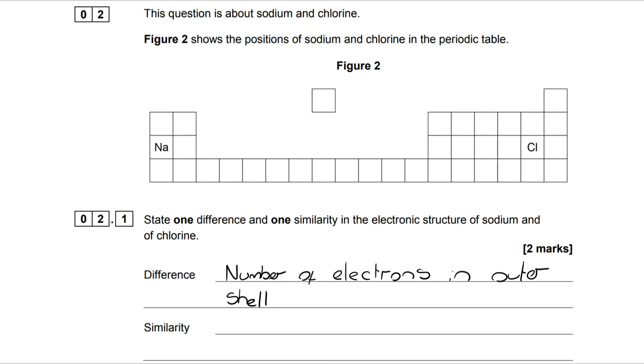and you would have to say 1 electron for sodium and 7 for chlorine. In terms of the similarities, I'm going to look at the position once again on the periodic table, and I can see that they've both got the same number of shells because they're both in that same period. Sodium would have an electron configuration of 2,8,1, 3 shells, and chlorine 2,8,7, also 3 shells.